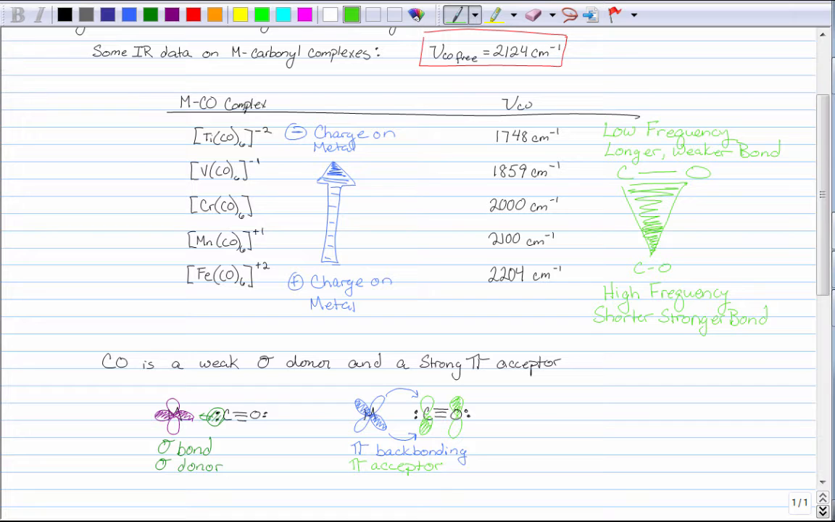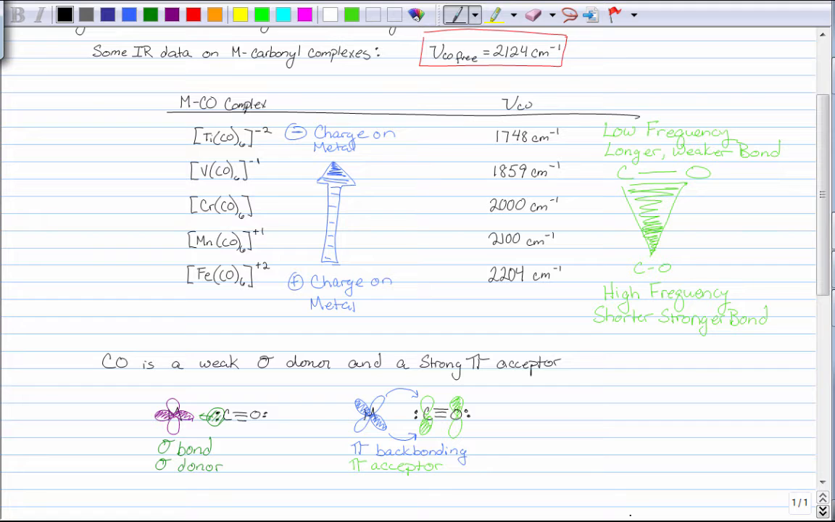Now, how does this explain the IR data that I've written above? At the top of the table are the metal complexes that have more negative charge or more electron density on the metal ion. The more electron density that the metal has, the better it is at pi back bonding. And this pi back bonding is putting electrons into the pi star orbital of the carbonyl, weakening that bond. So the more electron density that's on the metal, the better it is at pi back bonding.